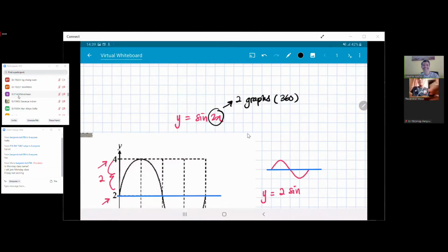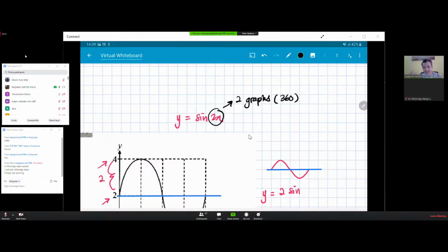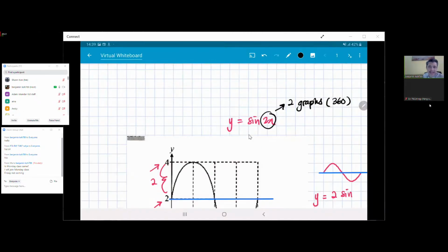Okay. All right. So now you have to understand that it means two graphs until 360. Okay. So now how am I going to reverse it? Okay. So one thing I need you all to understand is that there is a formula to calculate the period. Okay. Period is equal to 360 divided by B. Okay, period ialah tempo. In BM ialah tempo. Okay, now what is the B?